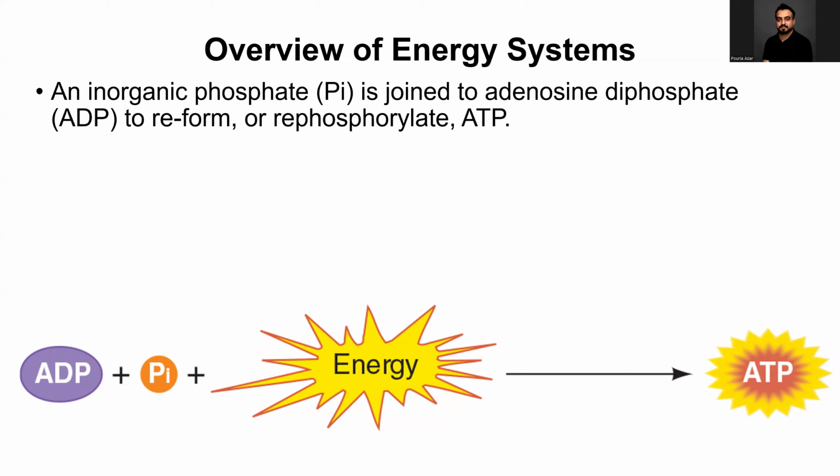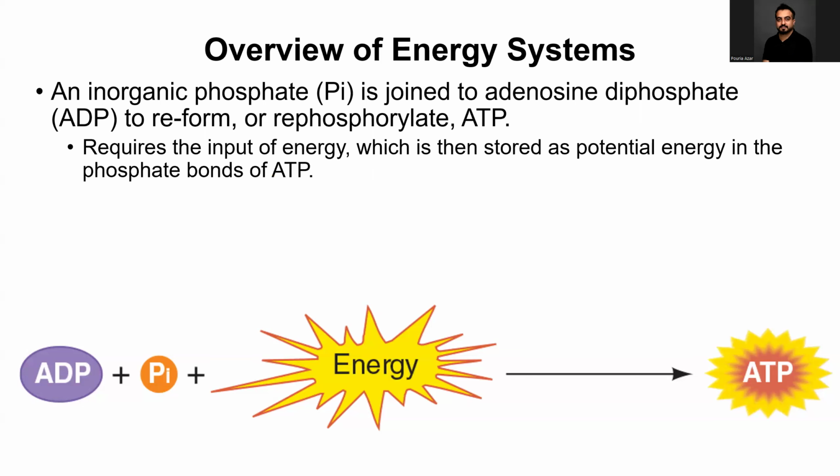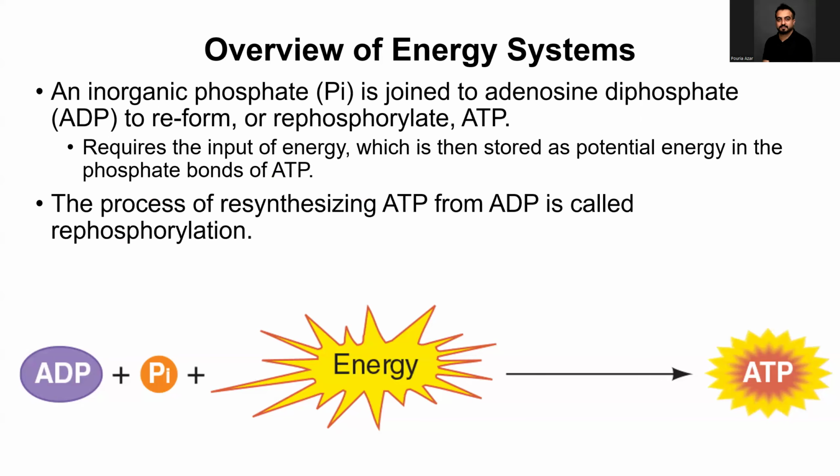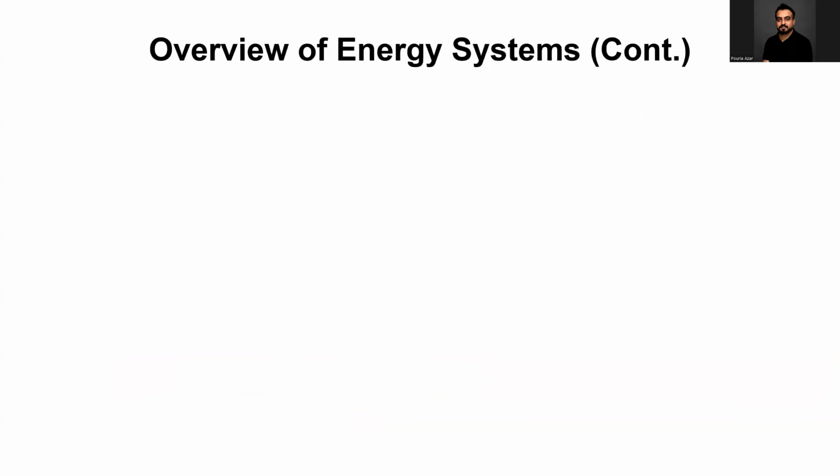So this is an anabolic reaction. And also, this is called rephosphorylation. This reaction requires energy, which is then stored as potential energy in the phosphate bonds of ATP. And the whole process is called rephosphorylation. So remember that this reaction is called rephosphorylation.